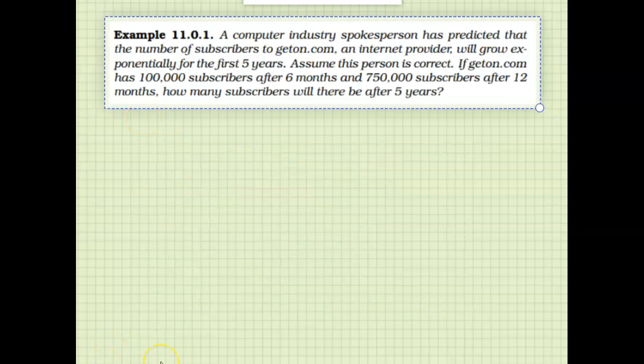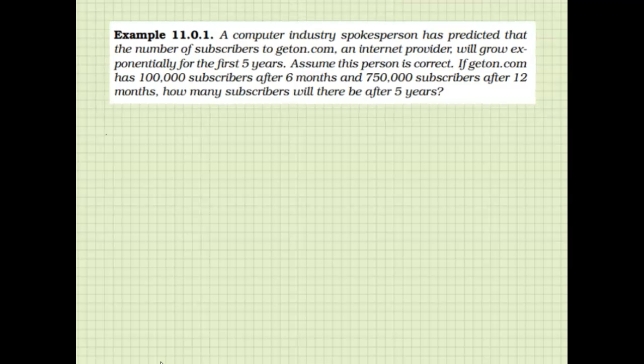Let's look at this next example. A computer industry spokesperson has predicted the number of subscribers to GetOn.com, an internet provider, will grow exponentially for the next 5 years. Assume the person is correct. If GetOn.com has 100,000 subscribers after 6 months and 750,000 subscribers after 12 months, how many subscribers will there be after 5 years? We're going to assume this is an exponential model.